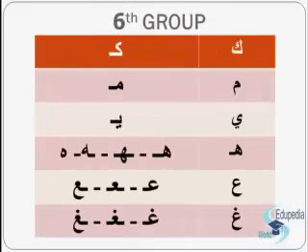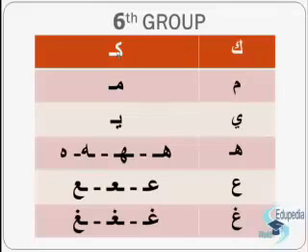The last group, I think, yes, it is the last, sixth and last group. We have in this group ka, ma, ya, ha, and a. All the letters here in this group have no rule. So let's check the letters in the cursive writing.